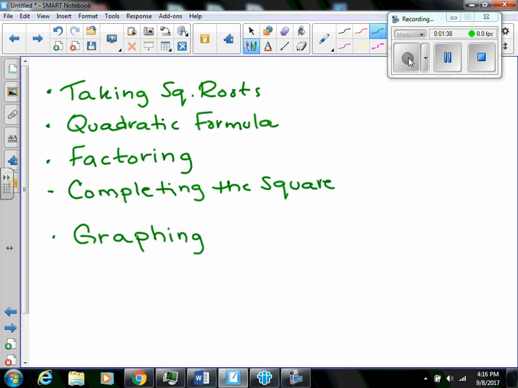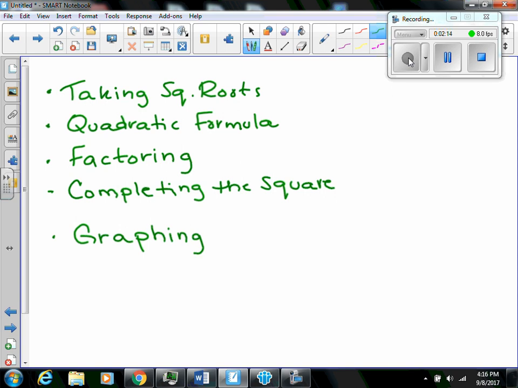Okay, so with taking the square root, remember you're supposed to get the squared part by itself first, and then you take the square root of both sides and solve for the variable. Don't forget, when you take the square root of both sides, you always have plus or minus. With the quadratic formula, don't mess up the formula. Remember the song: x equals negative b plus or minus the square root of b squared minus 4ac all over 2a. The quadratic formula could be used to solve for any quadratic equation, any of them.